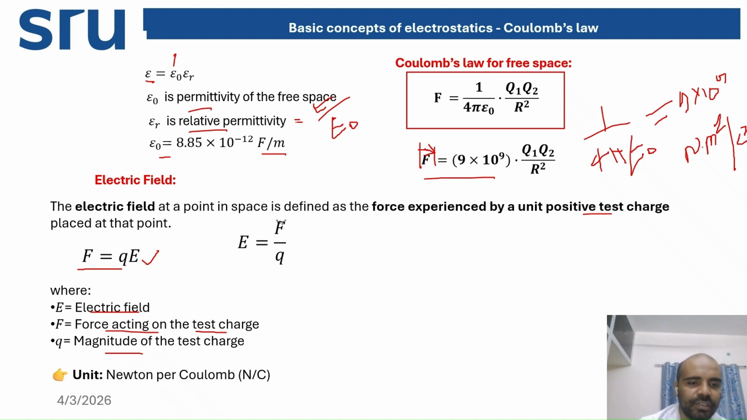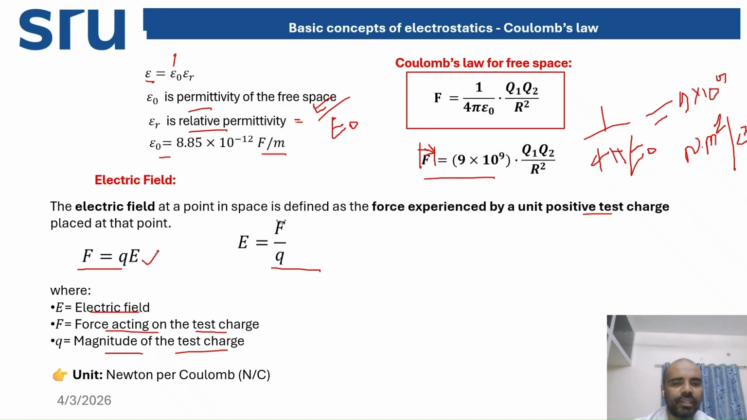And Q is the magnitude of the test charge, or the unit positive charge. F is the force acting on this unit positive charge, and E is the electric field. So F equal to Q into E. So the electric field E equal to F by Q, right? So the electric field can be expressed as the force experienced by a unit positive charge which is placed at a particular point, right?